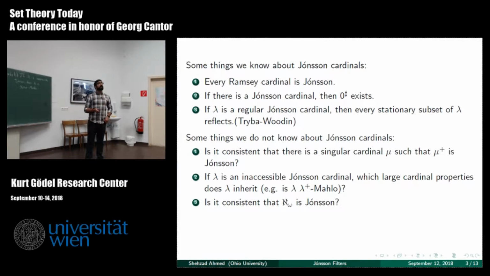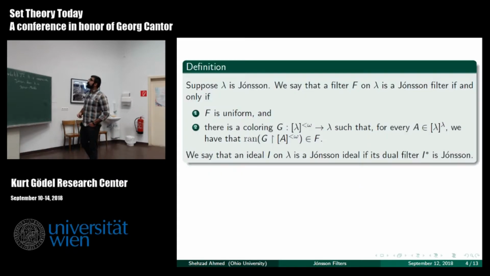So here we're going to focus on the phenomena of regular Jónsson cardinals, and the idea is that we're going to find things called Jónsson filters, and maybe they'll help us fill in the picture a little bit better. So let's go to a Jónsson filter. Lambda is a Jónsson cardinal. We're going to say a filter F on lambda is Jónsson if F is uniform, and there's a coloring which witnesses the almost failure of Jónsson. That is, anytime I fix a lambda-size subset of lambda, the range is actually contained in F. So it witnesses a mod F failure of Jónsson.